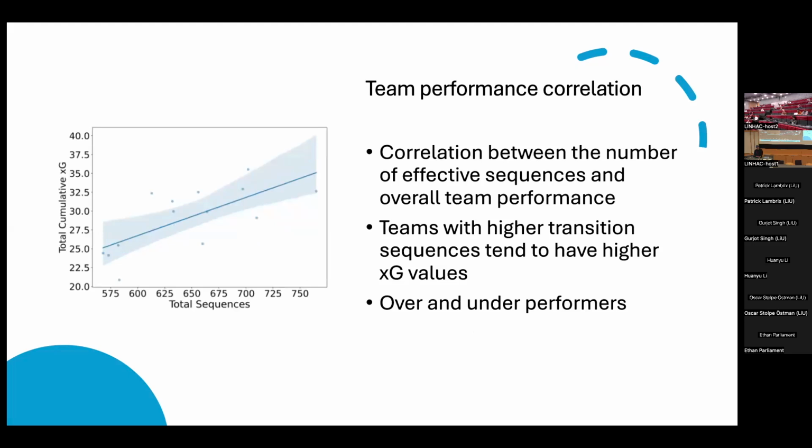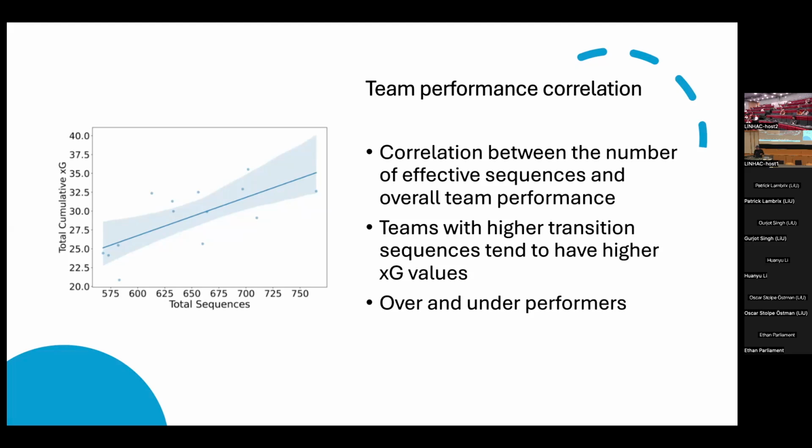Next, I have looked into the team performance correlation. Each dot on this plot is one of the teams. Again, we can see that teams that have more of these sequences, passes from one zone and reception in the other, have a higher expected goal value.